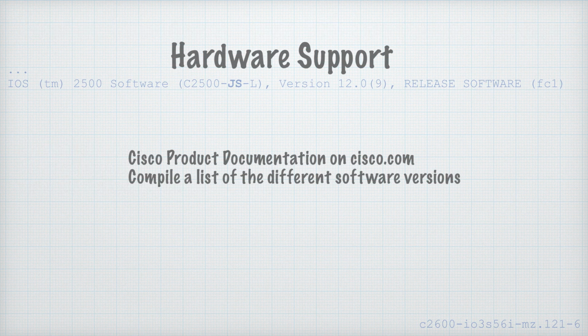Hardware support. The first thing to check when choosing a Cisco IOS software release is hardware support. You can find the software requirements of your hardware in the Cisco product documentation on cisco.com. This information is needed to find out what version of software supports the hardware you want to run. Now, compile a list of the different software versions that support all your hardware. After having compiled a list of the software versions that are compatible with your hardware, you should determine which features have to be deployed within your network.